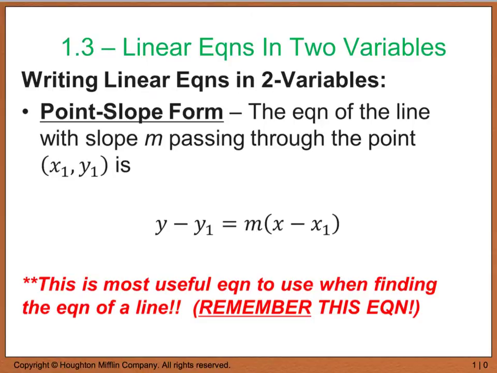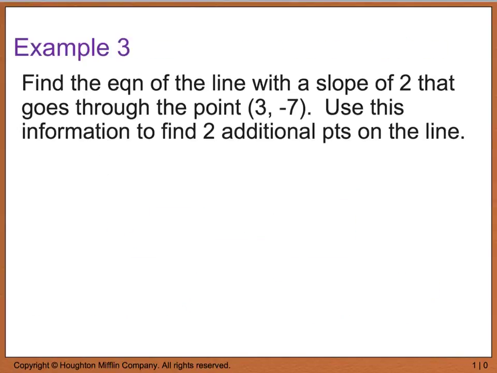So point-slope form says, if you have a line with a slope, which we're going to call m, and it's passing through some coordinate point (x1, y1), then we're going to go y minus y1 equals the slope times the quantity of x minus x1. Please, please, please remember this equation. I cannot emphasize to you how important it is. This is very, very noteworthy.